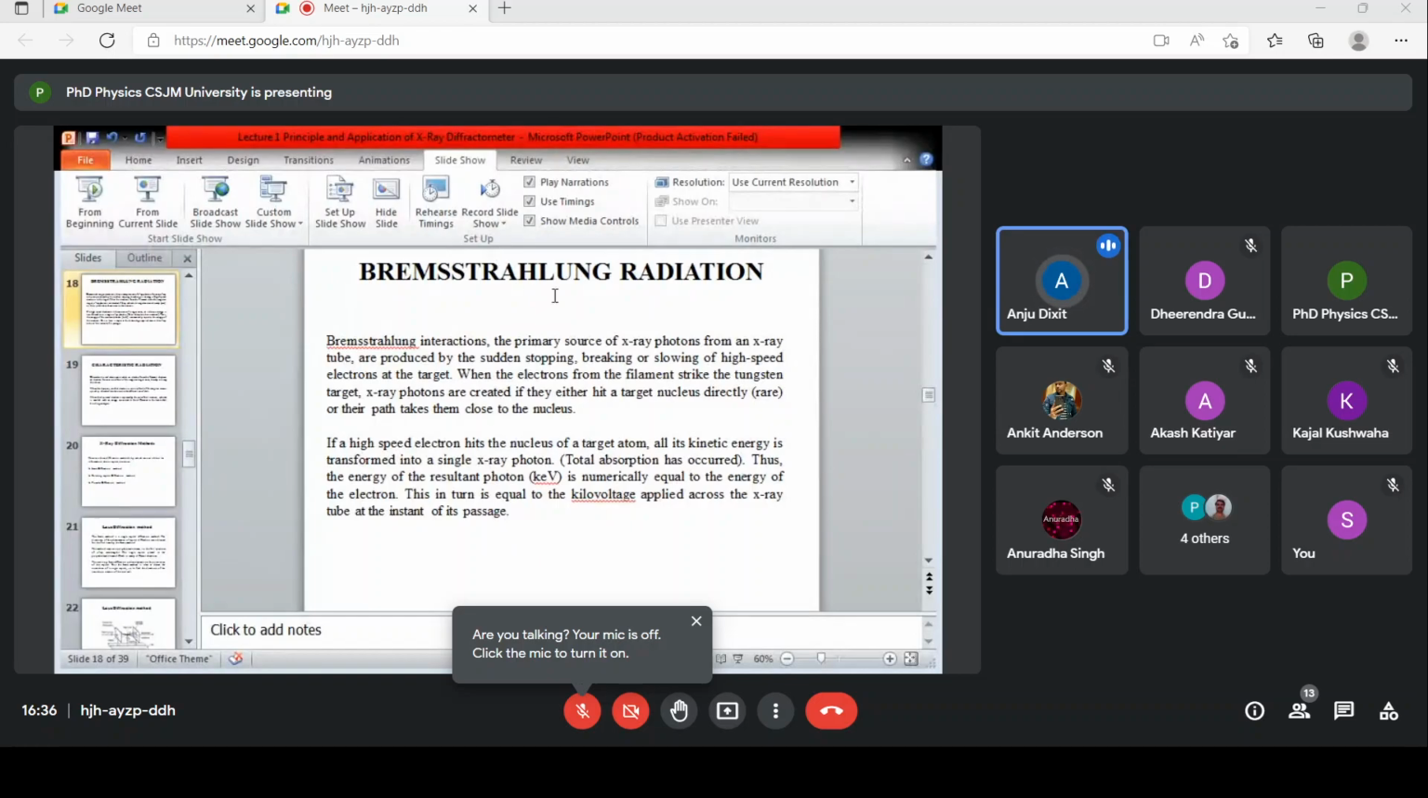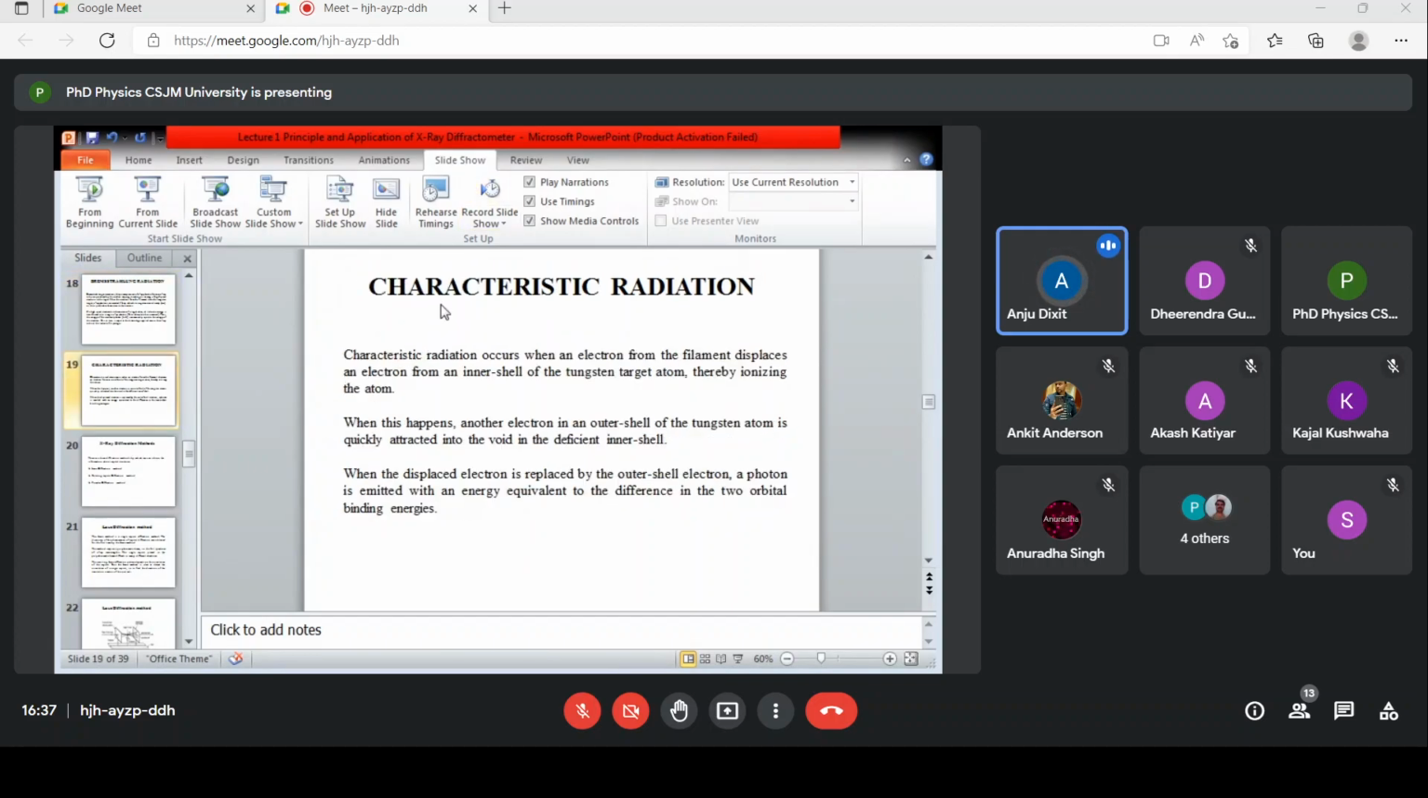तो ये तो आपका ब्रेम्सस्ट्रालंग रेडिएशन हो गया कि अगर टारगेट एटम के न्यूक्लियस के साथ इंटरेक्शन हो रहा है तो जो रेडिएशन प्रोड्यूस होते हैं वो आपके ब्रेम्सस्ट्रालंग रेडिएशन होते हैं. Now दूसरे तरीके के रेडिएशन हैं, they are called as characteristic radiation. They are different from Bremsstrahlung radiation. So let's see how they are different.